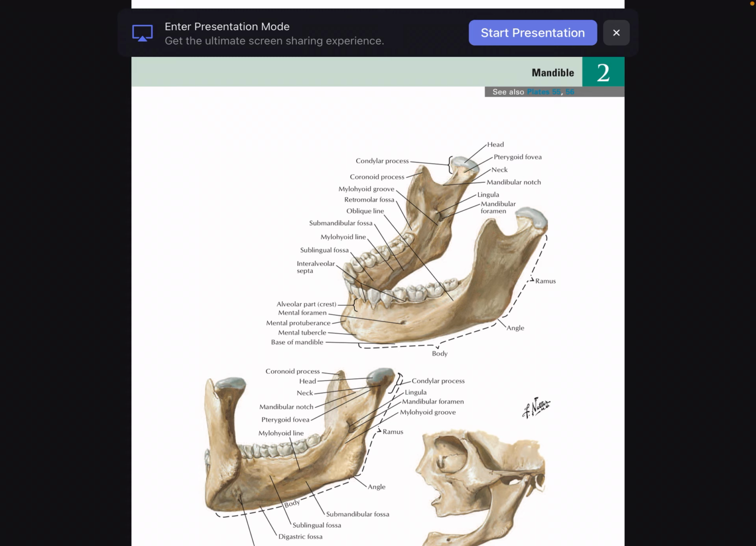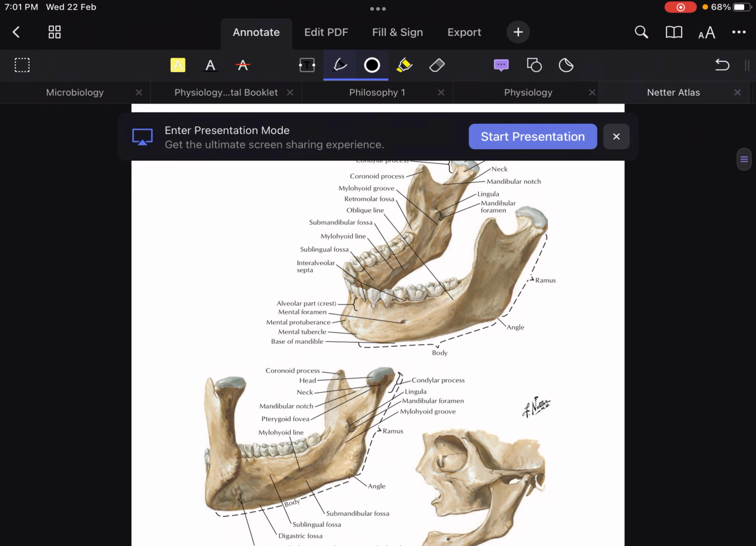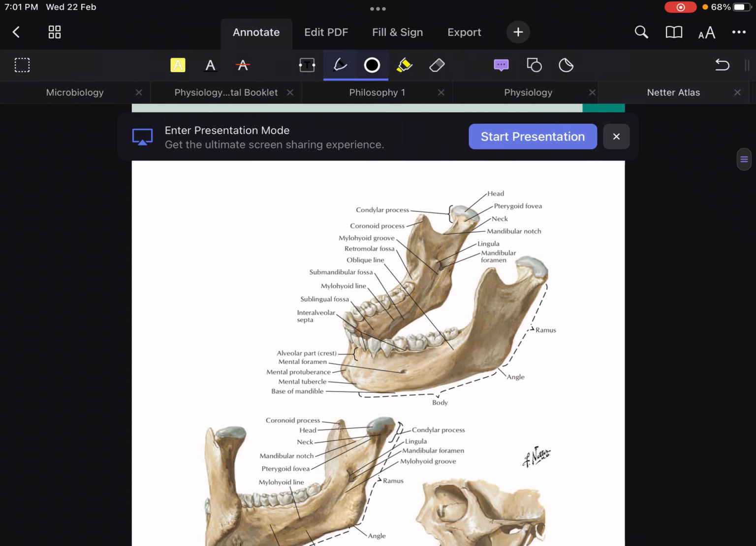In this video I'm going to explain to you about the mandible, and you know that the mandible is movable but the maxilla is not movable. We have two big processes here in the mandible. The first one is the condylar process and the second one is the coronoid process.